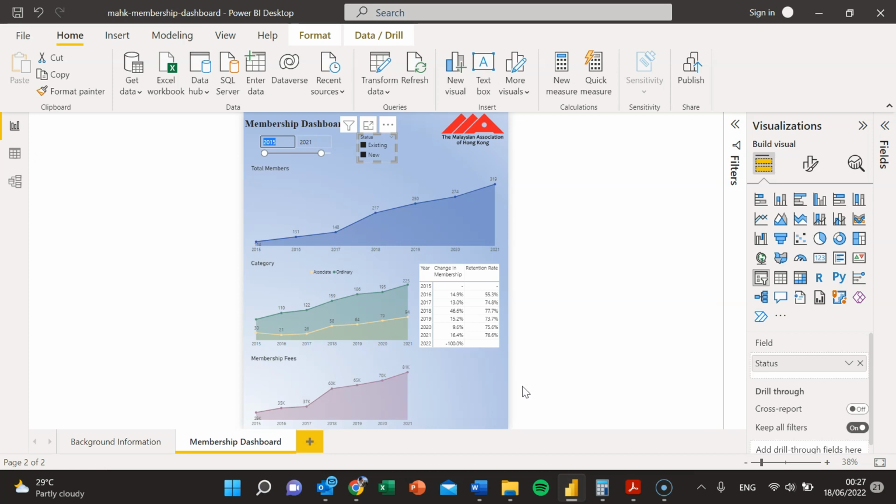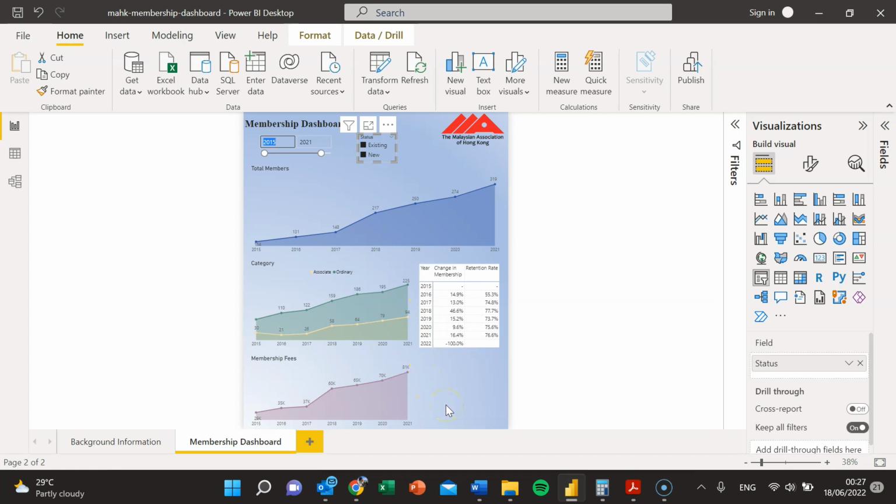MAHK has achieved positive growth rate in membership numbers since 2015, with 2018 being the best with a 46.6% increase in members. Another point to note is that MAHK has achieved double-digit growth yearly since 2015.